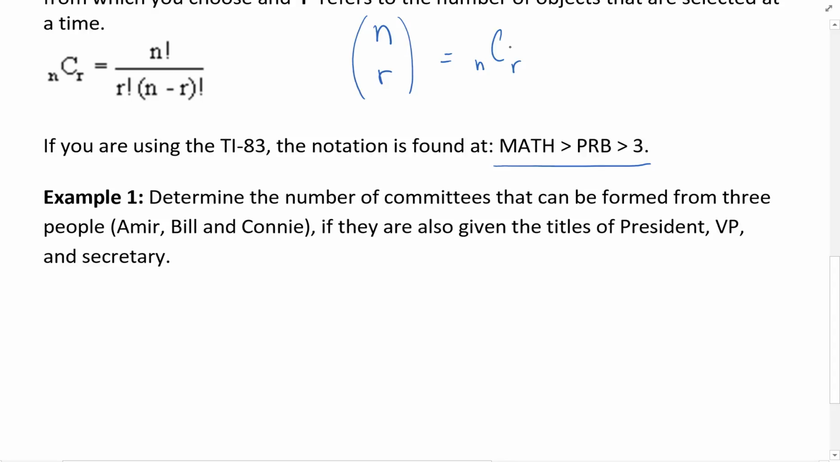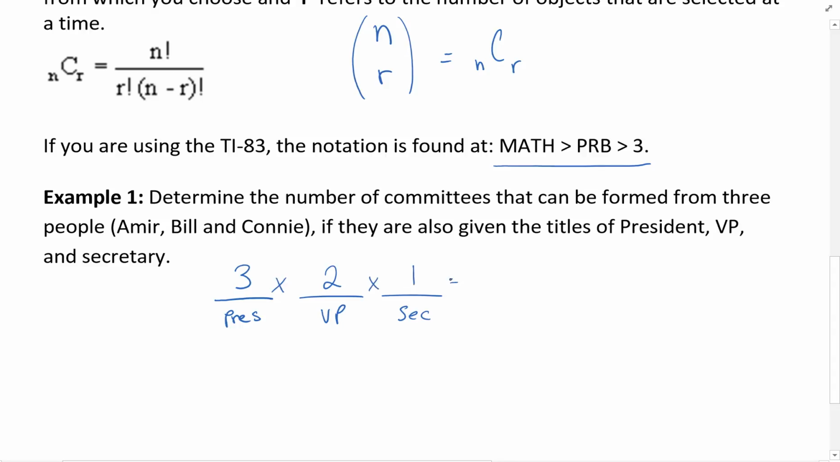So here's our example. It says determine the number of committees that can be formed with 3 people, Amir, Bill, and Connie, if they're also given the titles of President, Vice President, and Secretary. So if we look at that, we have one person to be the President, one person to be the Vice President, and one person to be the Secretary. Right now there's 3 people to choose from. Any of those 3 people could be elected as President. Once the President is chosen, there's 2 people left to be VP, and once the VP is chosen, there's 1 person left to be the Secretary.